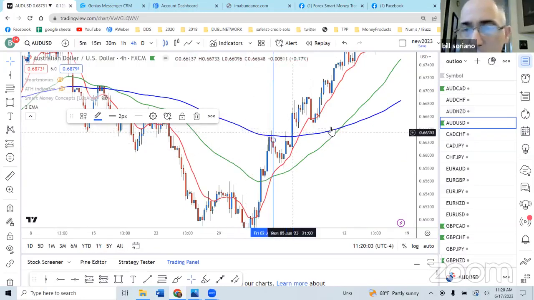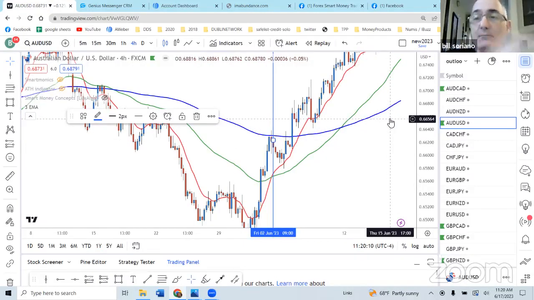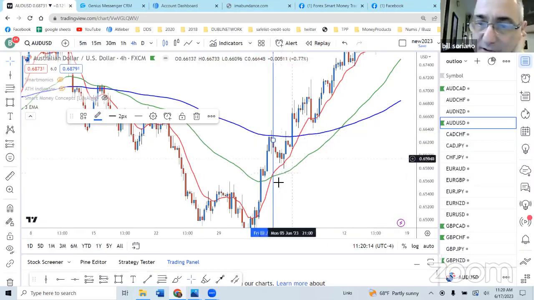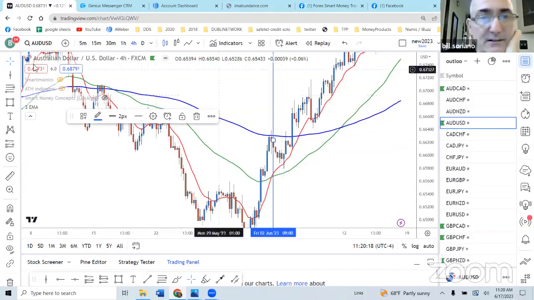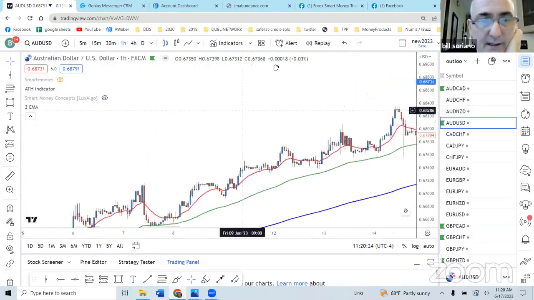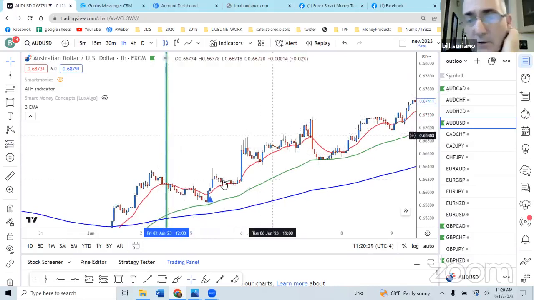Now I have this blue line, that's the 200, but we don't really use the 200 in this strategy. I use that more for my smart money trade, okay? All we're concerned about here is the 13 and the 62, and that's where on the 4 hour, the 13 crosses above, making it bullish, right? And that's what tells us now that both the 1 hour and the 4 hour are bullish.